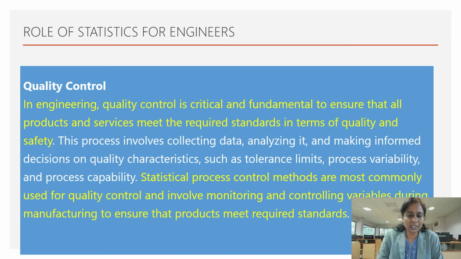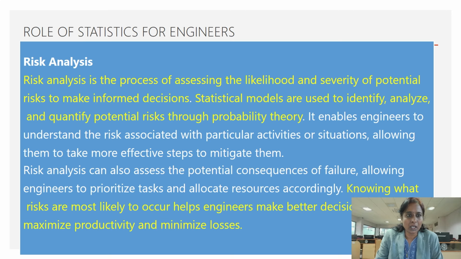We can study statistics for quality control. In engineering, quality control is critical and fundamental to ensure that all the products and services meet the required standards in terms of quality and safety. So, statistical process control methods are most commonly used for quality control, and involve monitoring and controlling variables during manufacturing to ensure that the products meet required standards.